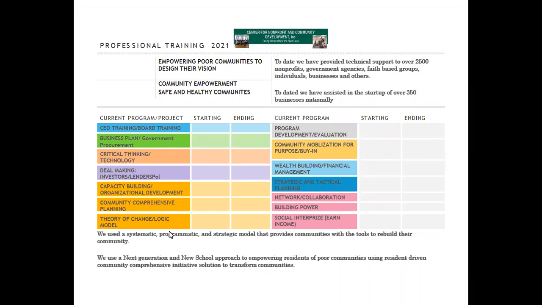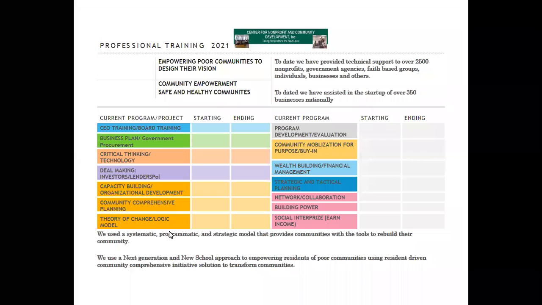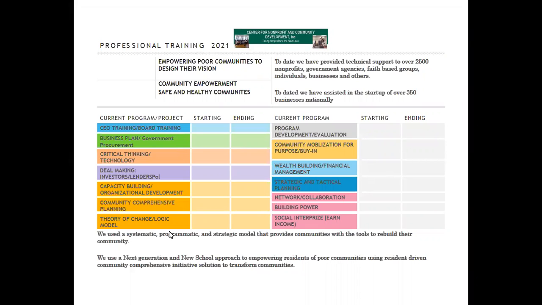We use a systematic, programmatic, and strategic model that provides communities with the tools to rebuild their communities. It gives power to the voiceless. We use a next generation and new school approach to empower residents of poor communities using a resident-driven community comprehensive initiative solution to transforming our poor communities.